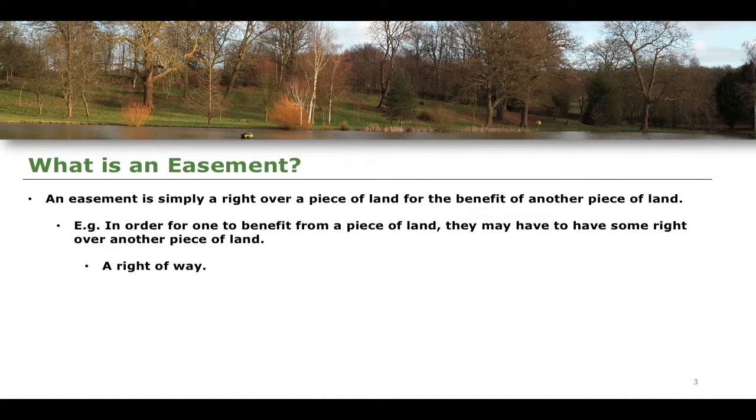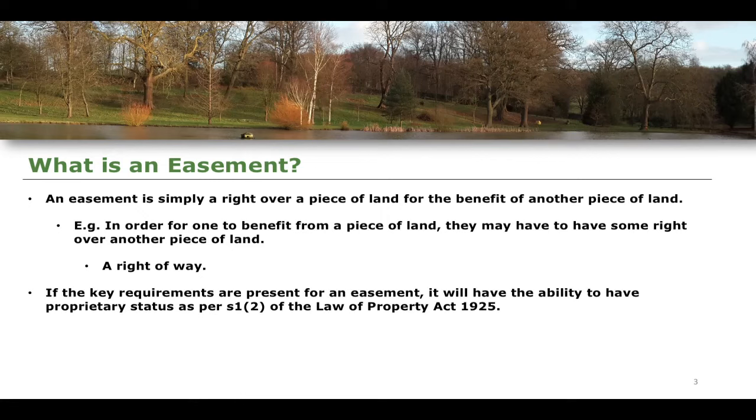And a good example of this is a right of way. If you have some piece of land, but in order to actually get to that piece of land, you have to be able to travel through a different piece of land, then you have a right of way. And this is a proprietary interest. This is an easement that is a proprietary right in rem over that other piece of property.